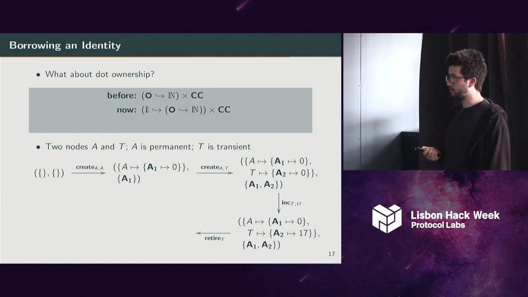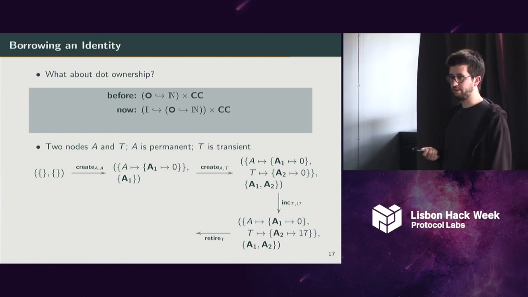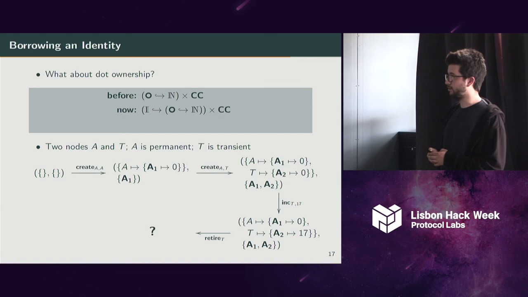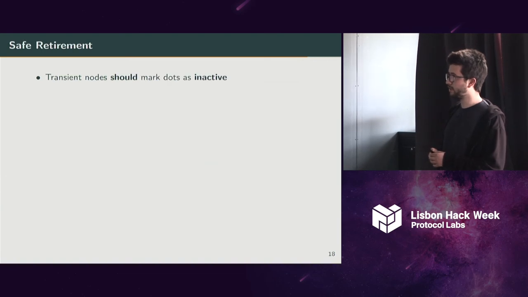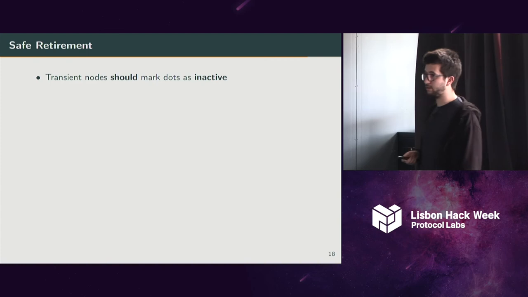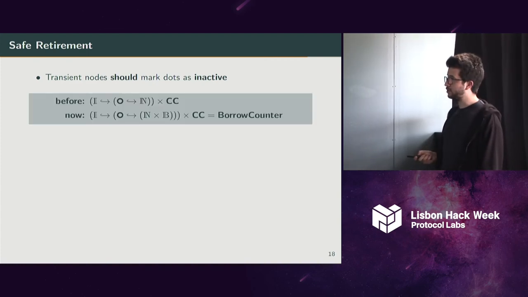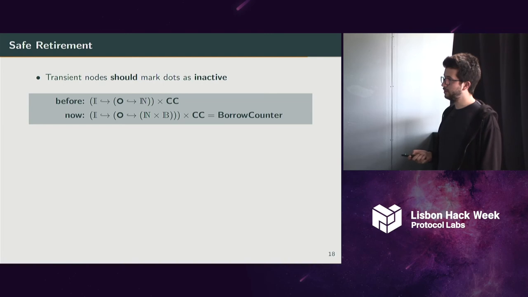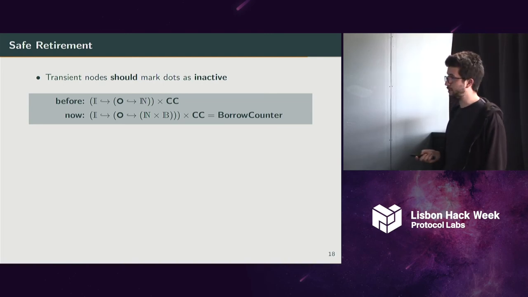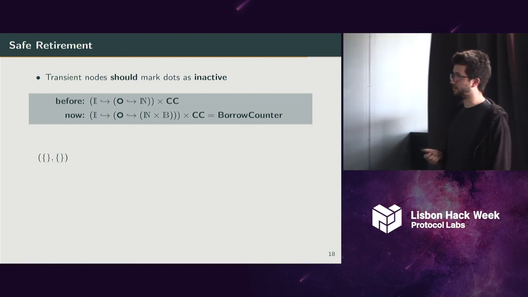And we're going to use that as a way to safely remove T from that map. And so transient nodes should mark dots as inactive. And for that, what changed here is that now we have this boolean that will say whether the dot is active or not.